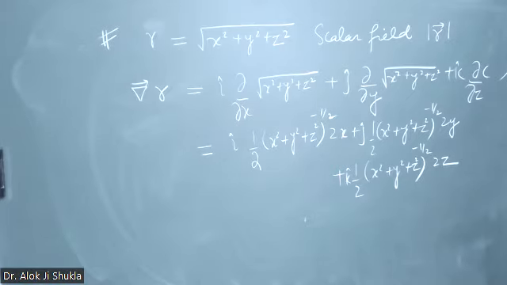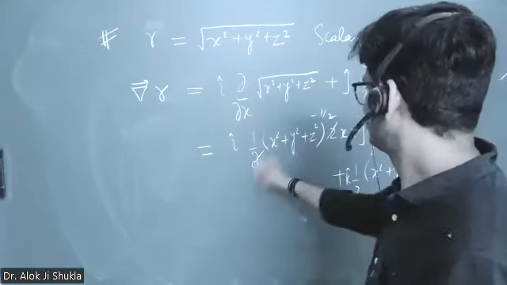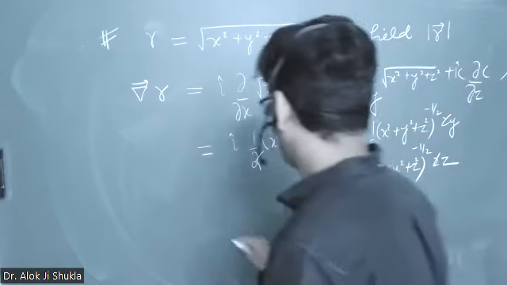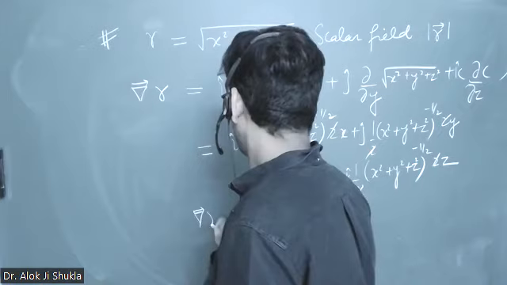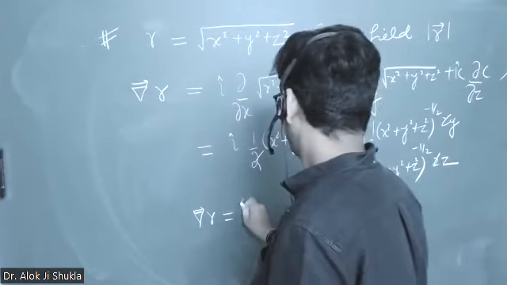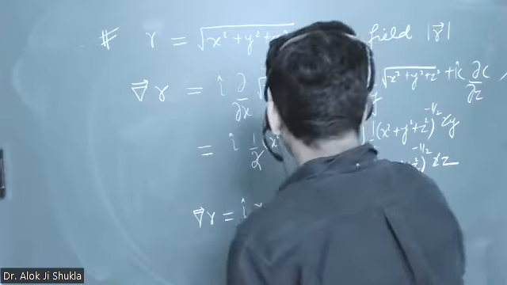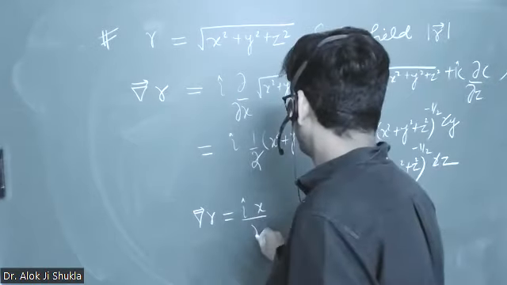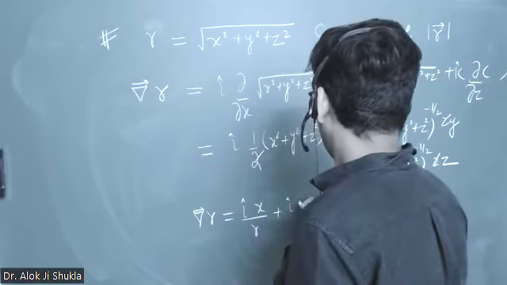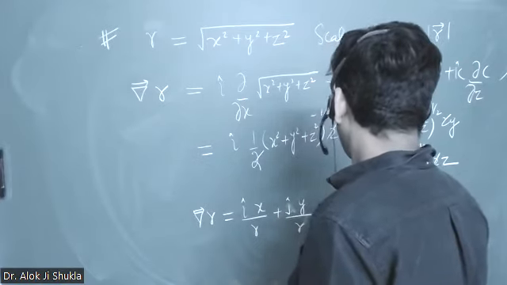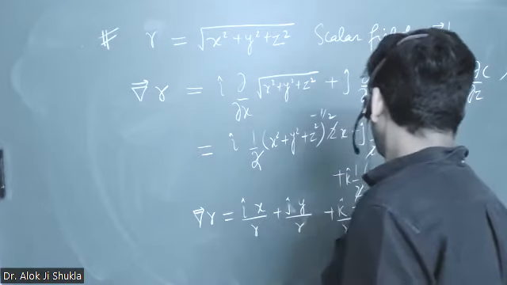Yes, sir. So 2 will cancel. So what will be grad of r? It will be i cap x by r, and what is this? 1 by r, if I take it in the denominator, it is just r, plus j cap y by r, and plus k cap z by r.